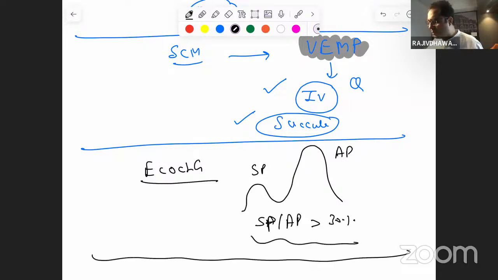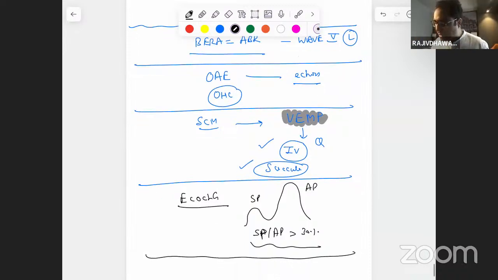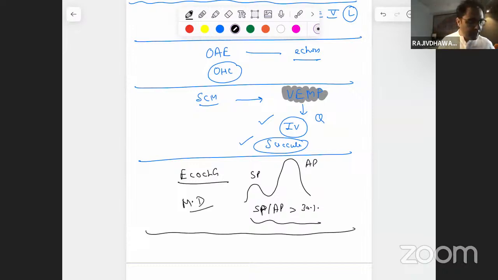Once again, four tests. If you give sound to the ear and you record current from the auditory pathway in the brain, BERA. If you record echoes from the cochlea, otoacoustic emission. If you give sound to stimulate the saccule and you record the contraction of this muscle, vestibular evoked myogenic potential. If you record current from the cochlea, electrocochleography, which is used for Meniere's disease.